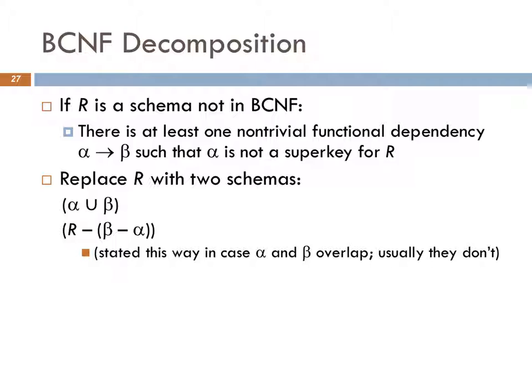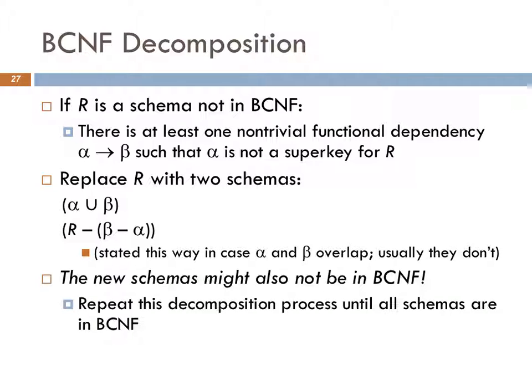Remember I said that if a functional dependency holds on the schema and only the attributes of the functional dependency are in the schema, then the left-hand side could be a superkey. So alpha union beta, you know that alpha is a superkey. Now, of course, this process may need to be repeated because there may be other functional dependencies that hold on R minus beta. So this is a process you iterate on until you know that every schema is in Boyce-Codd normal form.